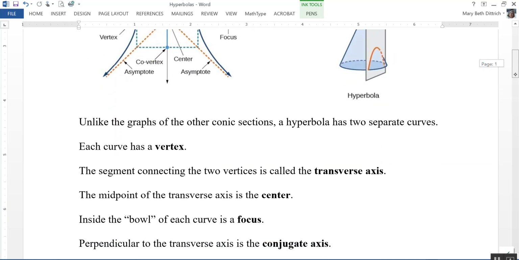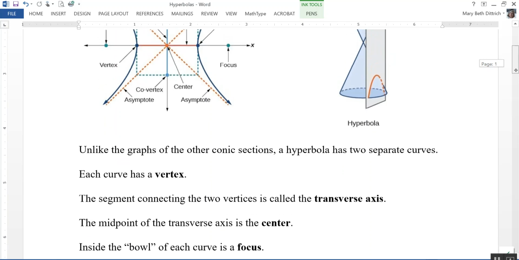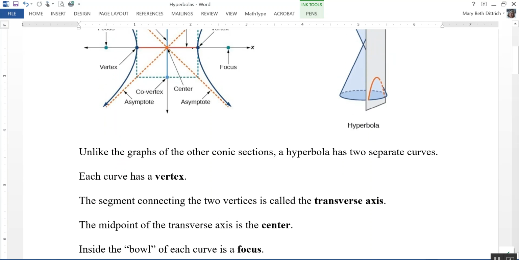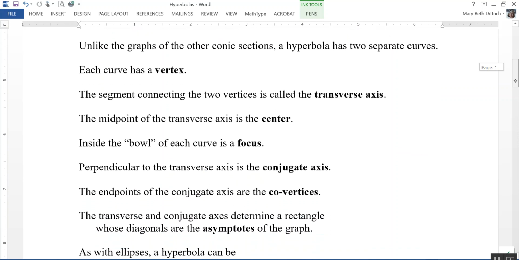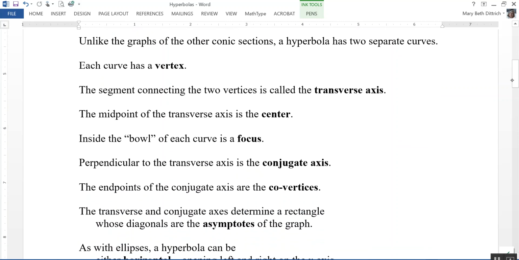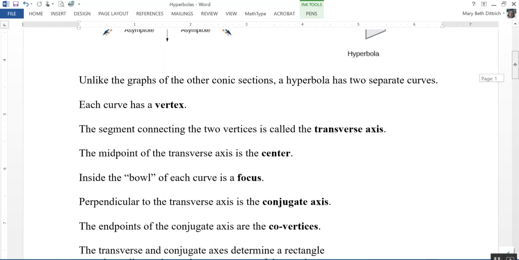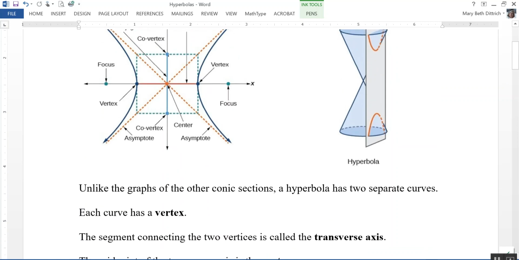The segment connecting the two vertices is called the transverse axis. So that would be this orange line here. The midpoint of the transverse axis is going to be the center. And then inside the bowl of each curve of the hyperbola is the focus. Perpendicular to the transverse axis is the conjugate axis. Its endpoints are the covertices. So here this light blue line is the conjugate axis and its endpoints are the covertices.